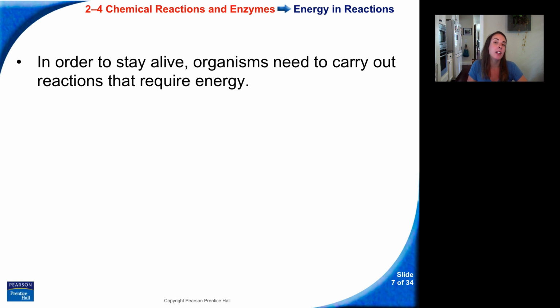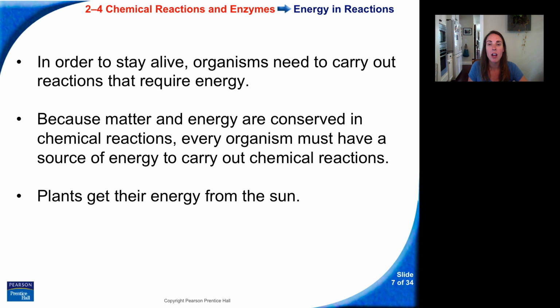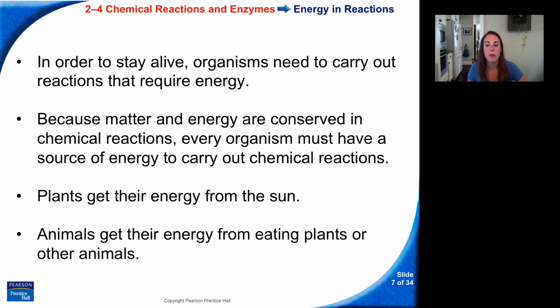So in order to stay alive, organisms need to carry out reactions that require energy. We need to get the energy from the food that we eat, okay? First of all, we have to get the energy to break down that food into compounds that we can use, and then we've got to use those compounds to actually release energy. Because matter and energy are conserved in chemical reactions, every organism must have a source of energy to carry out the chemical reactions. Plants get their energy from the sun, and animals get their energy from eating plants or other animals. So we get our energy from the food that we eat.